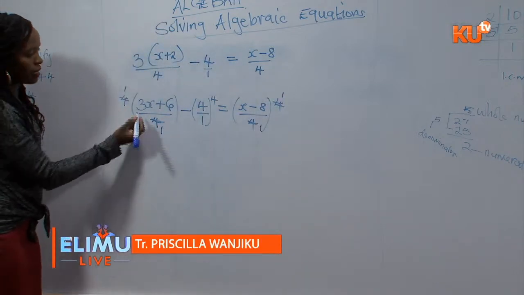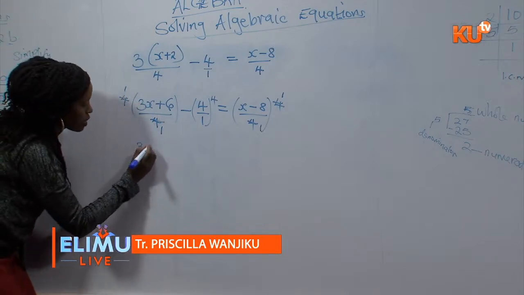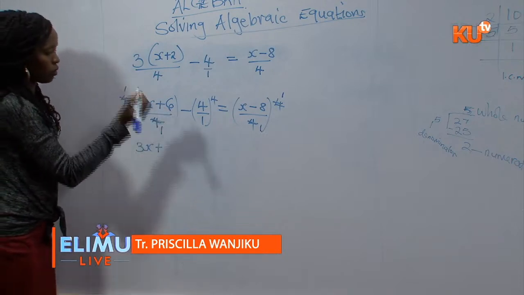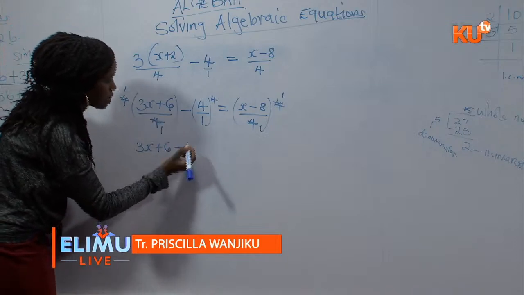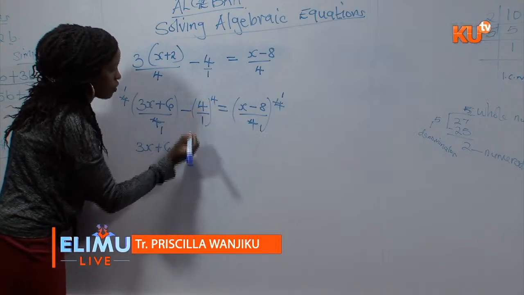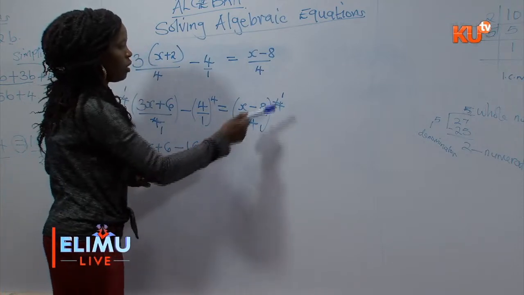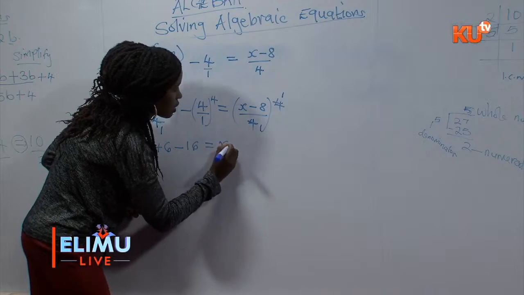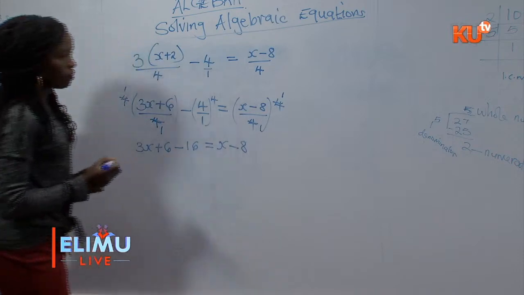Then from there we open up the bracket. 3x times 1, we get 3x, plus 6 times 1, we get 6. Here we have a sign that is minus, 4 times 4, we get 16, is equal to 1 times x, I get x, minus 1 times 8, I get 8.